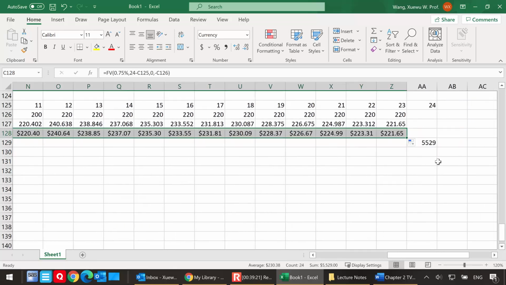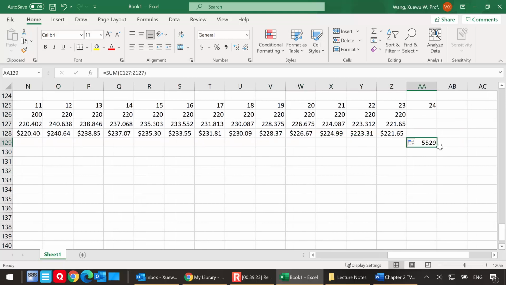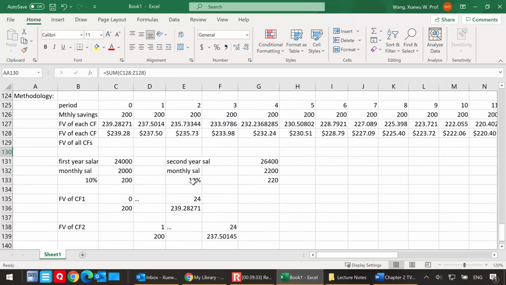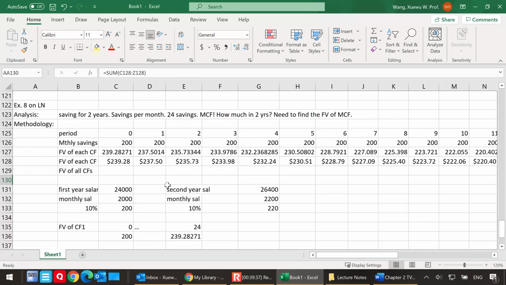I can actually replicate all the numbers. I can even copy this down. I can get the future value of the entire multiple cash flow structure based on the future value function. All right, so this is a very complicated example, but I have covered all the major steps here, and it should be relatively easy for you to follow.